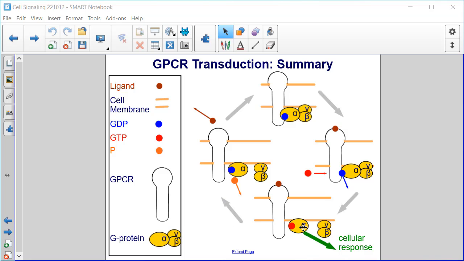Once that happens, the GTP becomes GDP with a free phosphate. The ligand is released, and the G protein becomes inactive again.